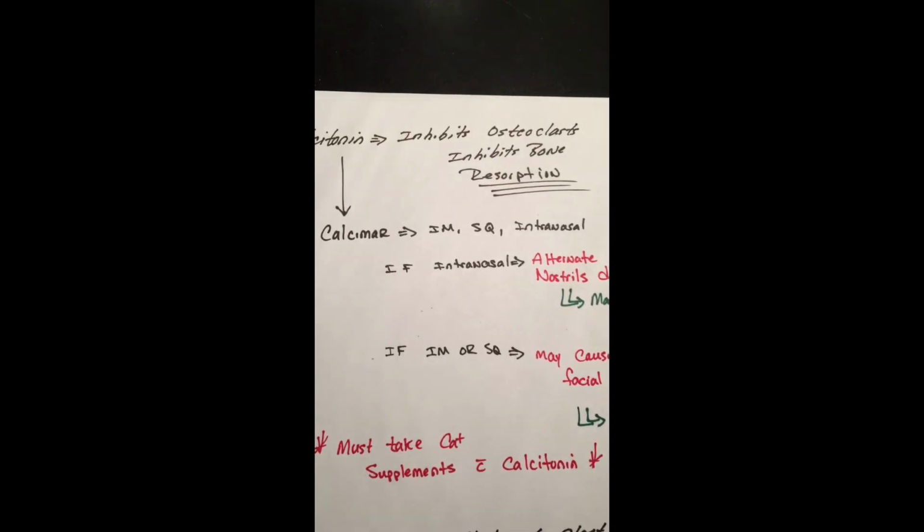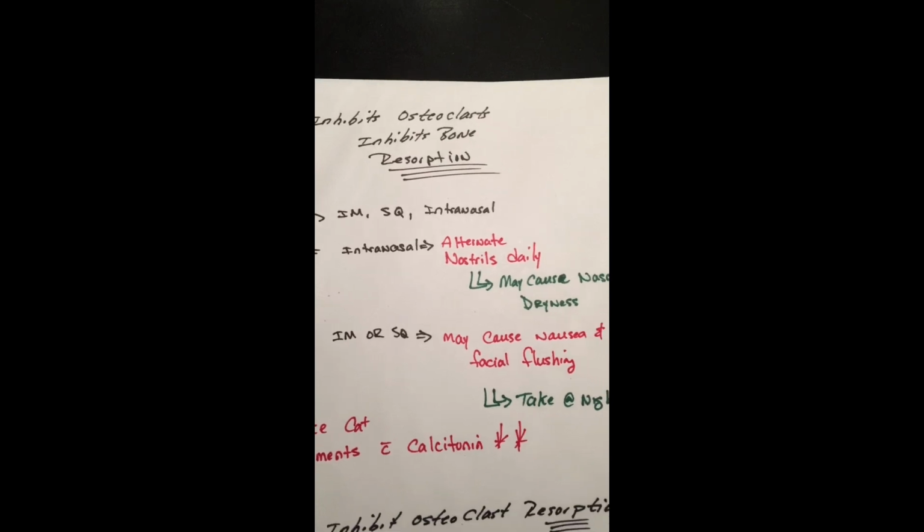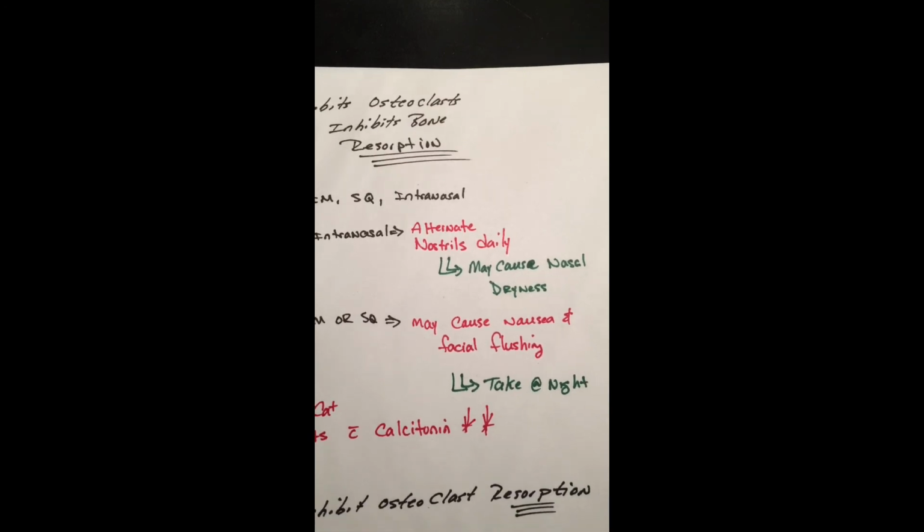Now, Calcimar can be given in an intramuscular, subcutaneous, or intranasal way. If you give it intranasally, you must inform your patient to alternate nostrils daily, because this medication may cause nasal dryness and irritation. So again, make sure you tell your patients to alternate nostrils daily.